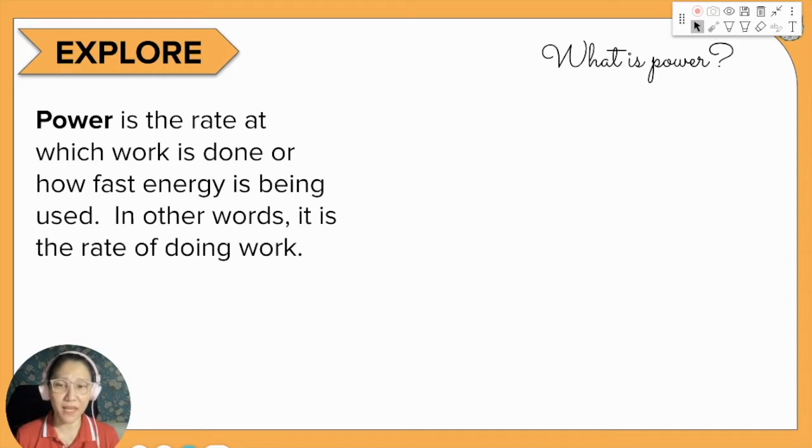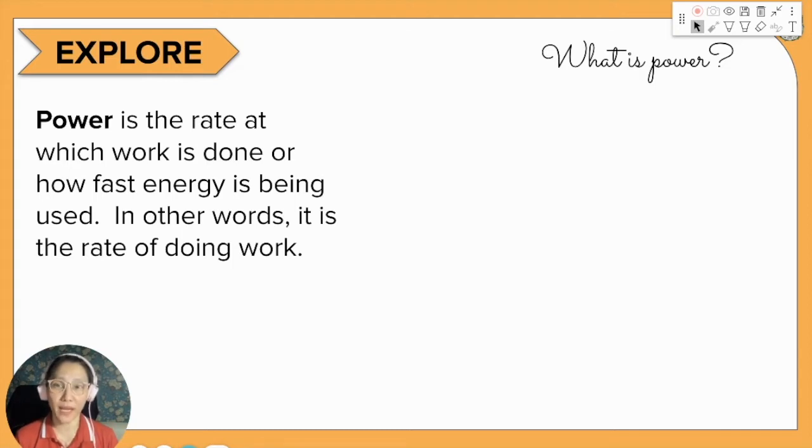So from that statement alone, you can actually figure out what is the relationship between power and work, and power and energy. So in terms of work, power is just the rate at which work is done, or how fast or how slow work is being done. So in that case, you would need the value for work, and you would also need the value for time, because we're looking at how fast or how slow. Okay, so that's a relationship between power and work.